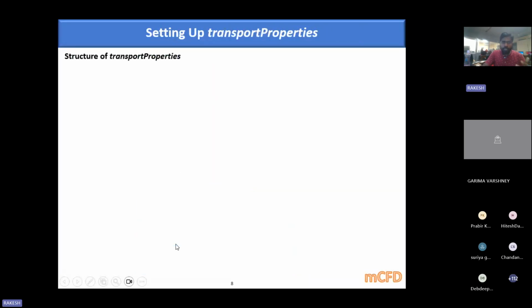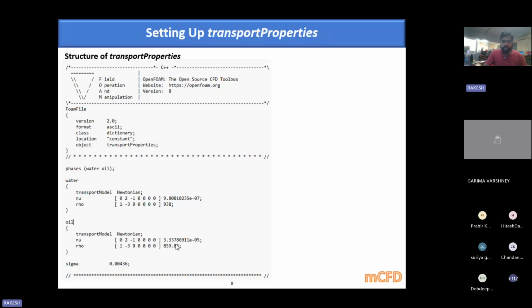Now coming to the structure of the transport properties, this can be useful if someone is starting from scratch. I have taken a snapshot from our transport properties. Since this is a two-phase flow problem, here we have two phases, water and oil. For both, the transport model, you can see, is Newtonian. So this is the place where we can change the model from Newtonian to non-Newtonian.